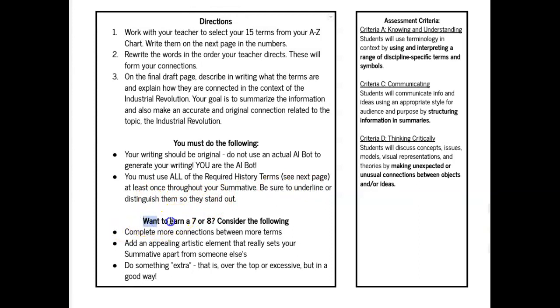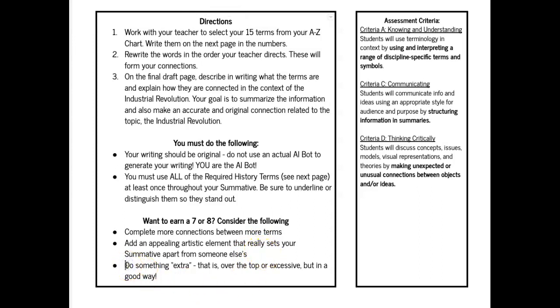At the bottom of the directions it says, want to earn a 7 or an 8? Consider the following. Complete more connections between the terms. You can either do this by adding more terms or adding additional connections in some creative way. The second way you might consider earning a 7 or an 8 is adding some kind of appealing artistic element that really sets your summative apart from someone else's. I'm talking really over the top in a good way, not just like a cute little colorful border and that's it. Something that really makes your writing and project stand out.